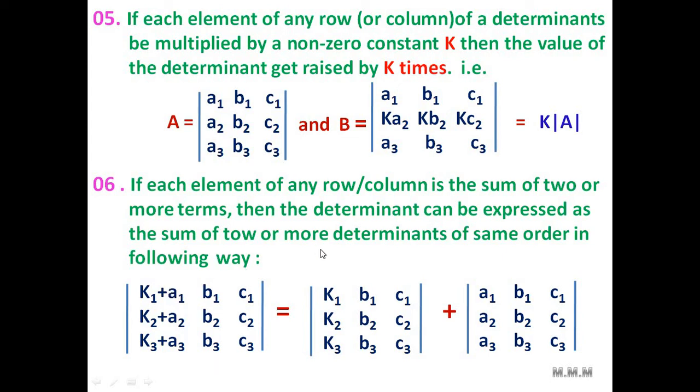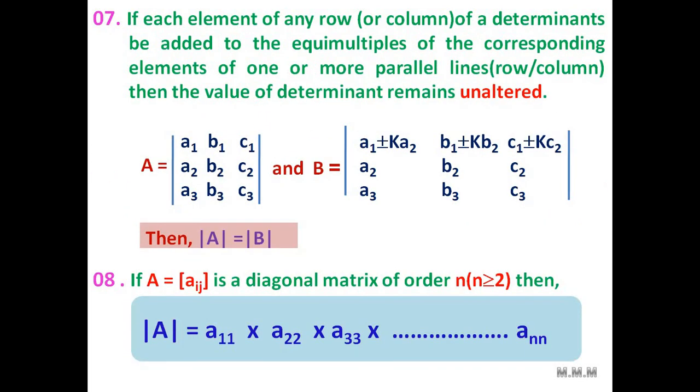It may be split into two determinants. If in the same way k1, k2, k3 will be added in row 1 or row 2, then it can be split in the same way into two determinants. That is also a very important property.